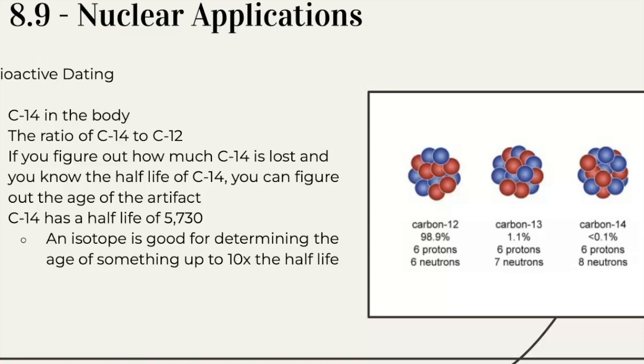So if you figure out how much C14 you lost and you know the half-life of C14, you can figure out the age of the artifact. And C14 has a half-life of 5,730 years. Something to keep in mind is that an isotope is good for determining the age of something up to 10 times the half-life. So we would not be able to determine the age of the Earth using C14, since the Earth is way beyond 50,000 years old.